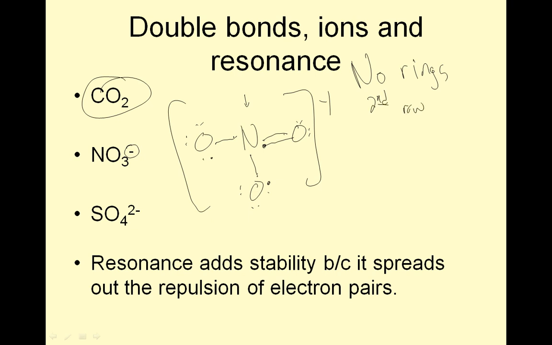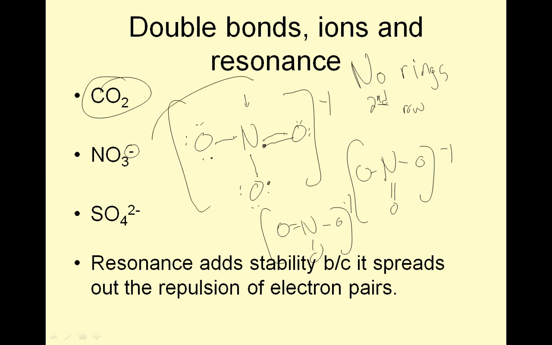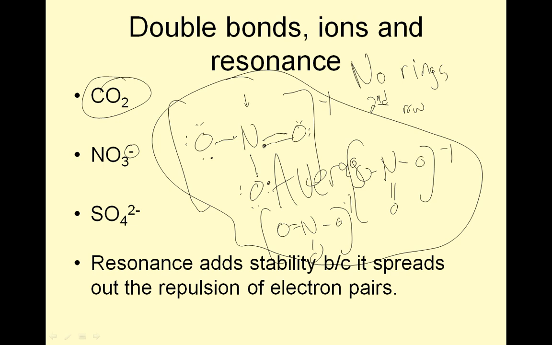Okay? Now in reality, you could have drawn the exact same thing but had a double bond on the bottom, or the double bond on the side. And in reality, they're not really that shape anyway. What happens is resonance adds stability because it spreads out repulsion of the electron pairs. So it's an average of these. None of those are right. It's a blend of all of those.